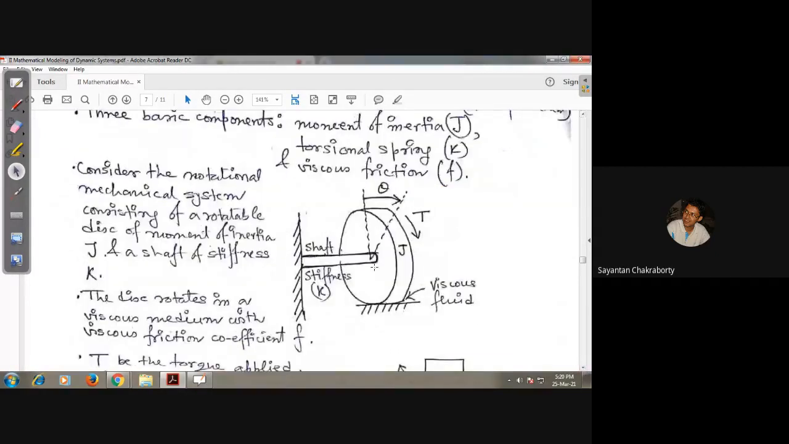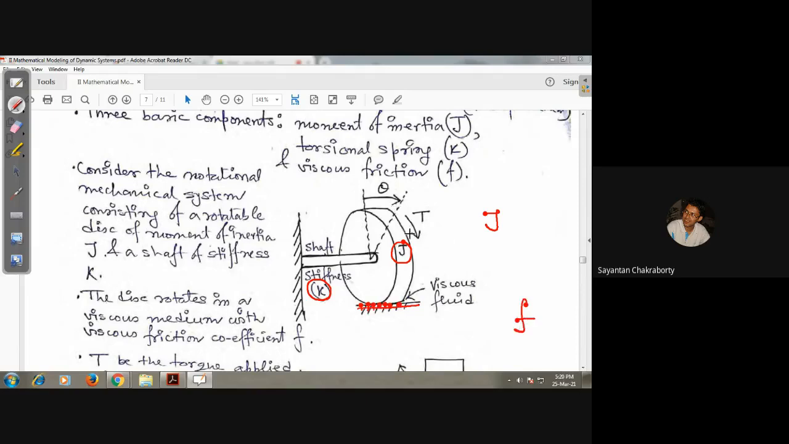A rotational mechanical system is there. It consists of a rotatable disk which has a moment of inertia J, and it is connected via a shaft which has a stiffness K. So this is a torsional spring basically. Now the disk is rotating in a viscous medium, and the viscous friction coefficient for this medium is F.